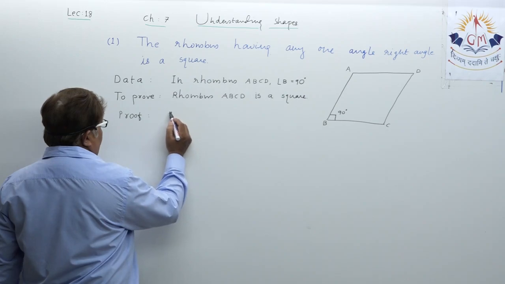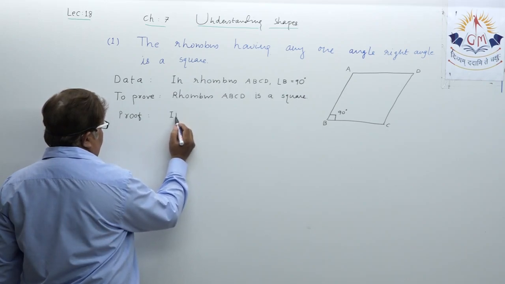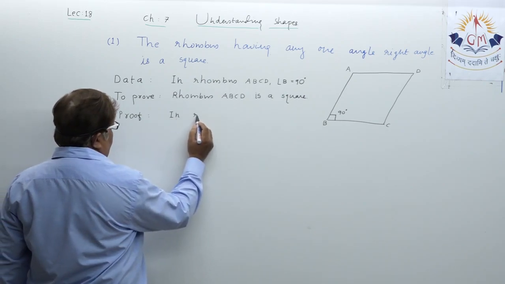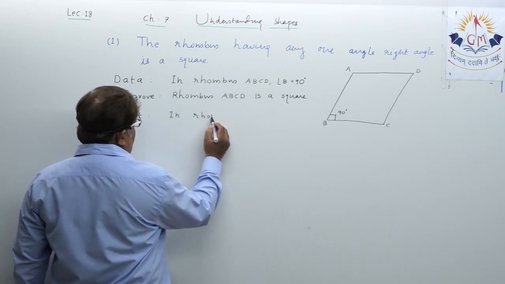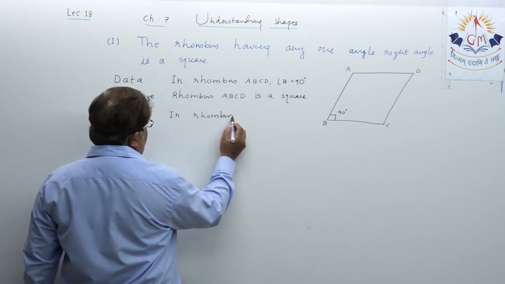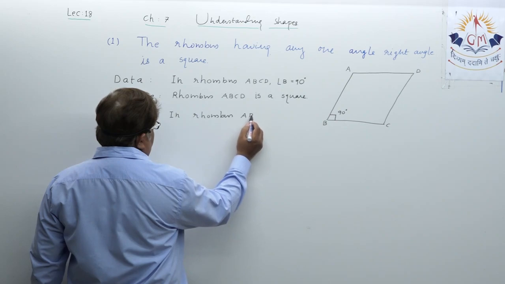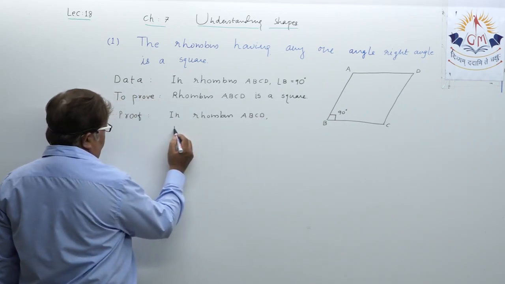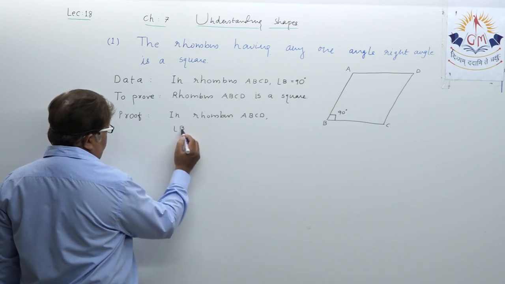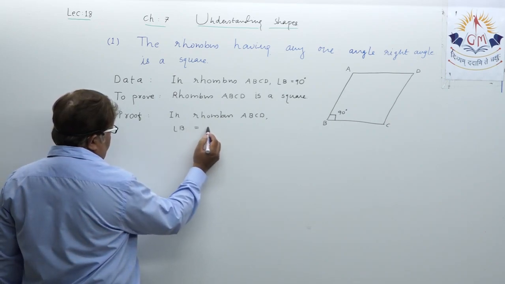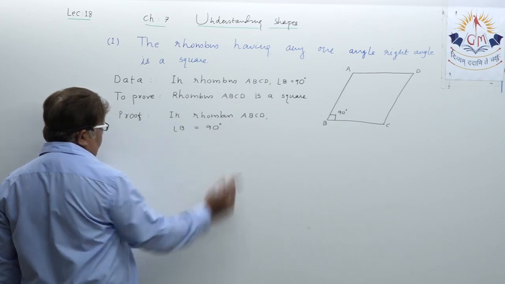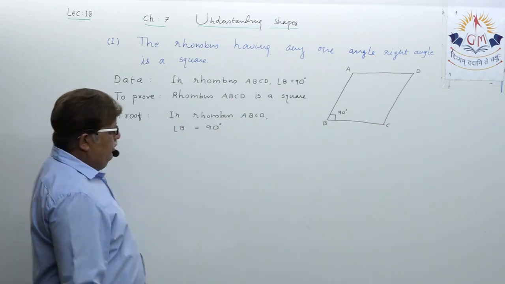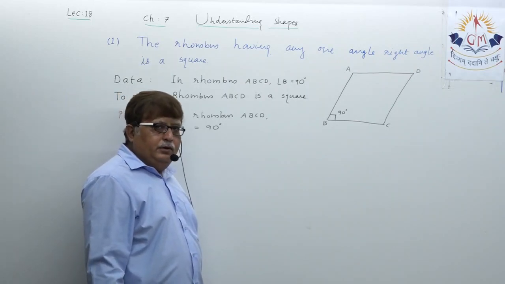The proof of this geometric example: in rhombus ABCD, we are already given angle B equal to 90 degrees. That has been given. Understood?